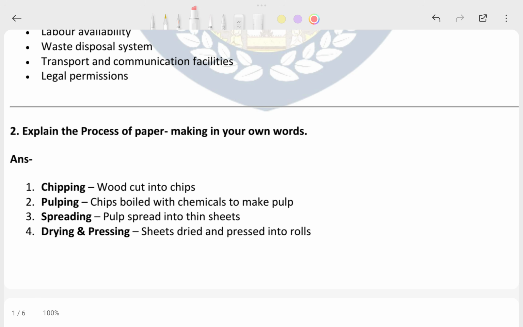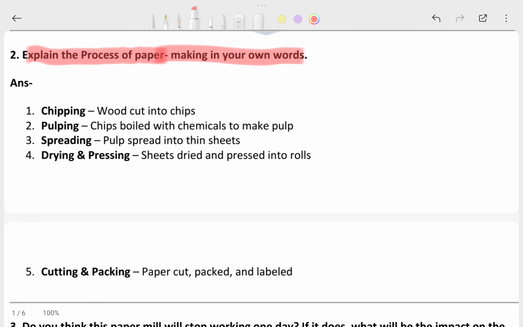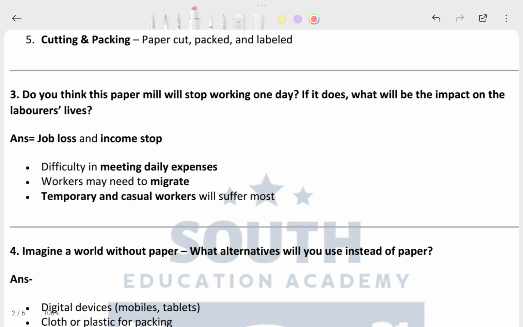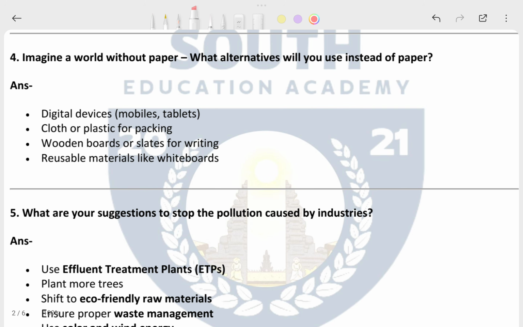Let's go on. The second question is: explain the process of paper making in your own words. Okay, how paper is made, you have to explain in your own way. You can look at this, and after that we will go through our third question. Do you think this paper mill will support working women? If it does, what will be the impact on the labourers' life? So this is your answer here. You can look at this, and after that you will go through the fourth question.